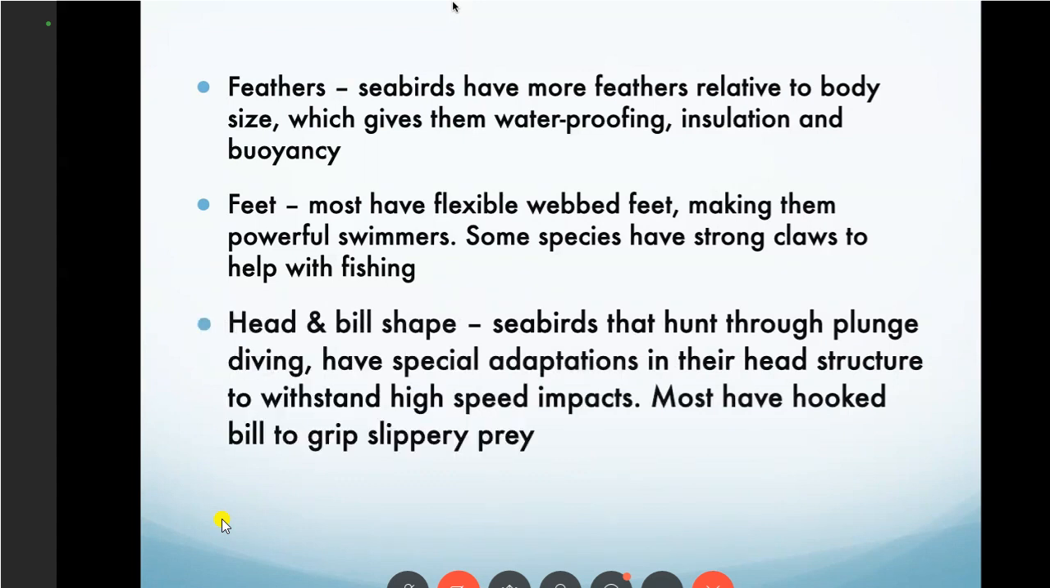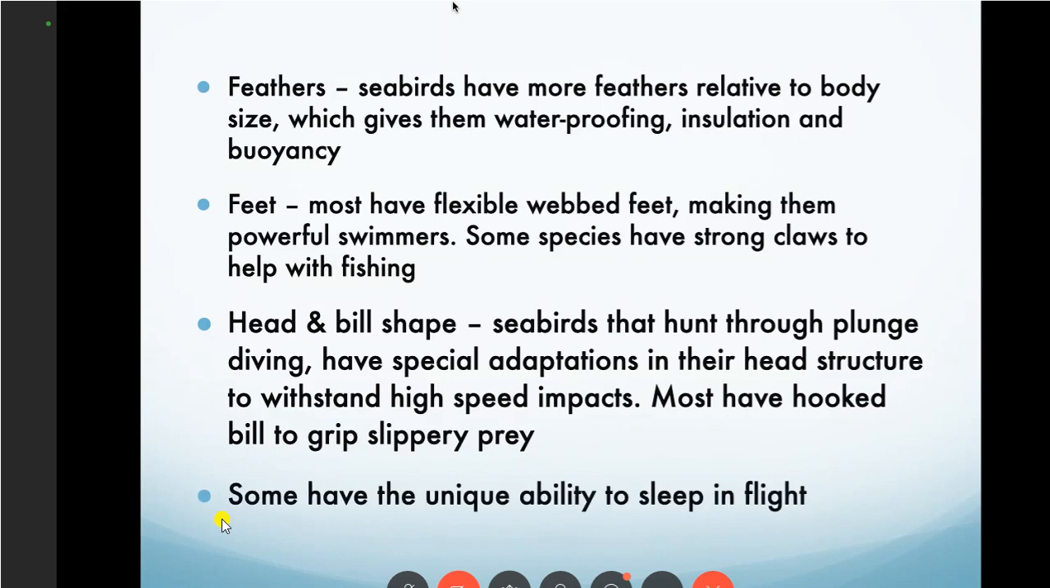Another thing to notice is the head and the bill shape. A lot of these birds plunge dive into the sea for their prey, and the way they are made, it helps their body. The impact that they get when they hit the sea becomes quite low because of the design. Also, most of them have what is called a hooked bill, and that is just to not let the prey, which is mostly fish, slip.